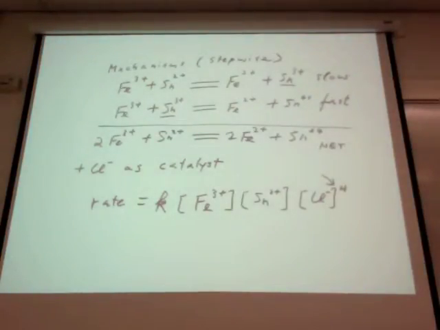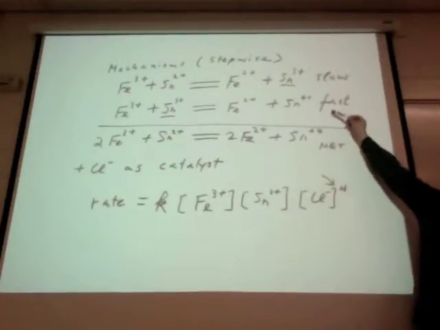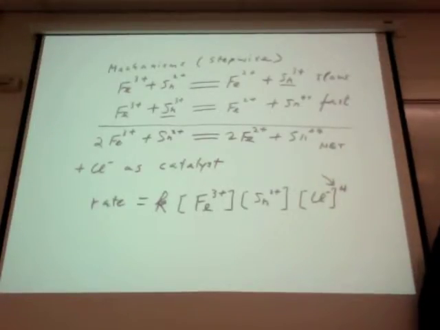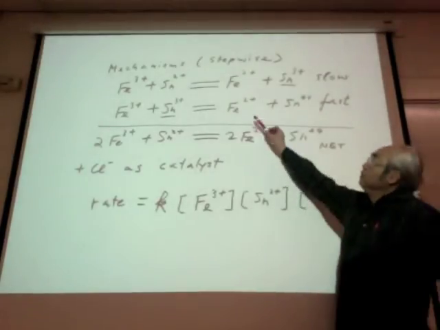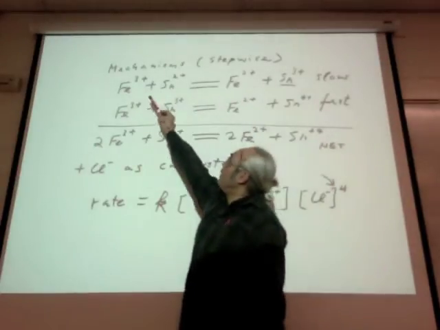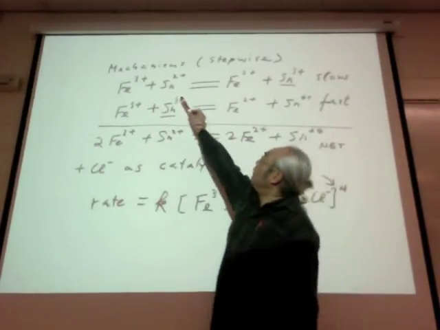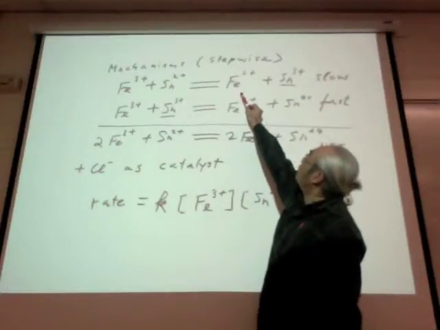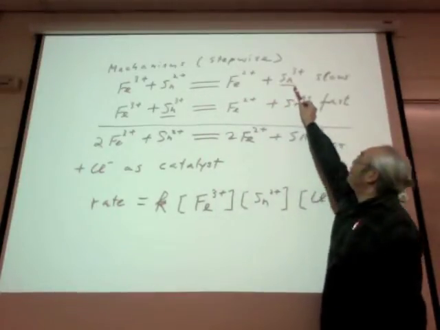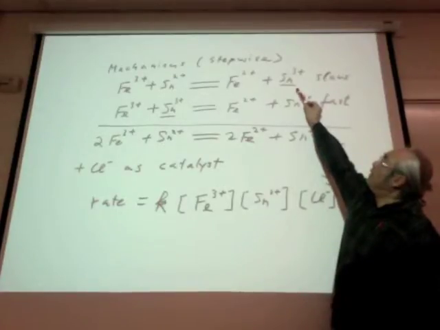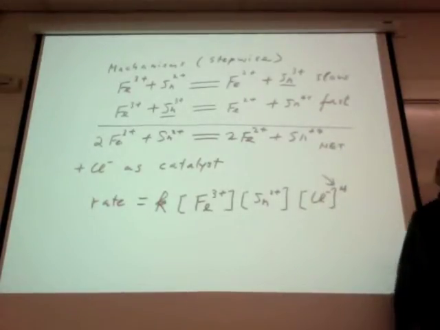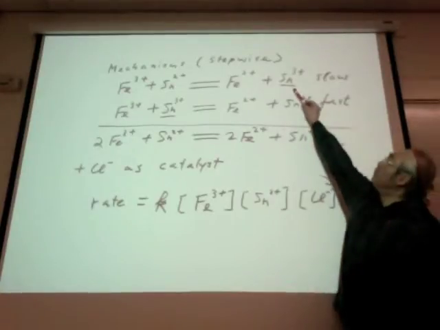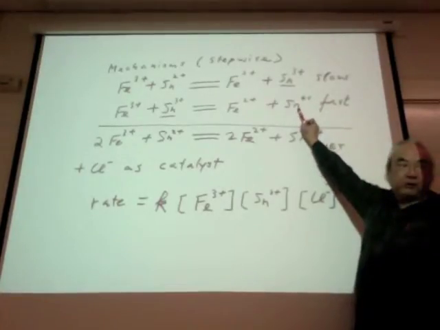First of all, let's look at the mechanism for slow reactions. It turns out that there are intermediate reactions that slow down the overall reaction. When this reacts with Sn2+, you generate an intermediate chemical before you get to the final product. So this is the final product.